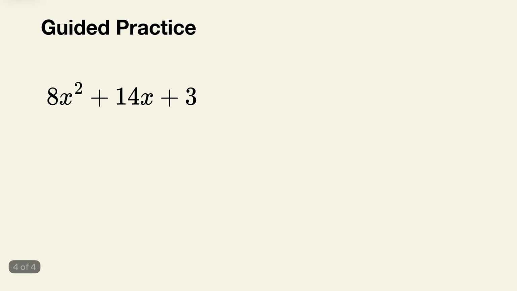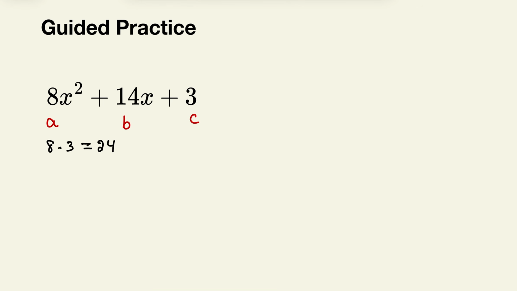So pause the video and go ahead and try this problem on your own. All right, so we have 8x squared plus 14x plus 3. All right, so now the first step, of course, is for you to multiply a times c. So remember, you can always identify your a, b, and c values. So 8 is a, 14 is b, and 3 is c. And so multiplying a times c, that's 8 times 3, which is equal to 24. So we'll write that here. 8 times 3 equals 24.